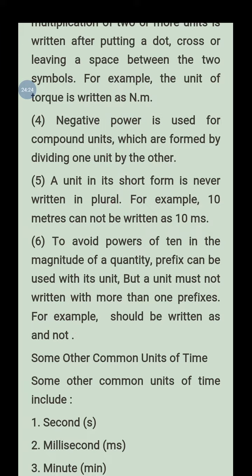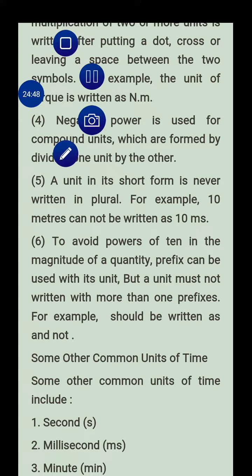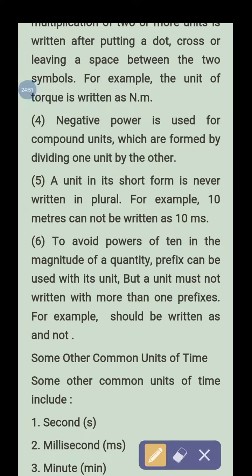To avoid a power of 10 in the magnitude of a quantity, a prefix can be used. If we have a power of 10 in the magnitude of a quantity, then a prefix can be used with its unit. But a unit must not be written with more than one prefix. For example, it should be written in the correct single-prefix form and not with more than one prefix.